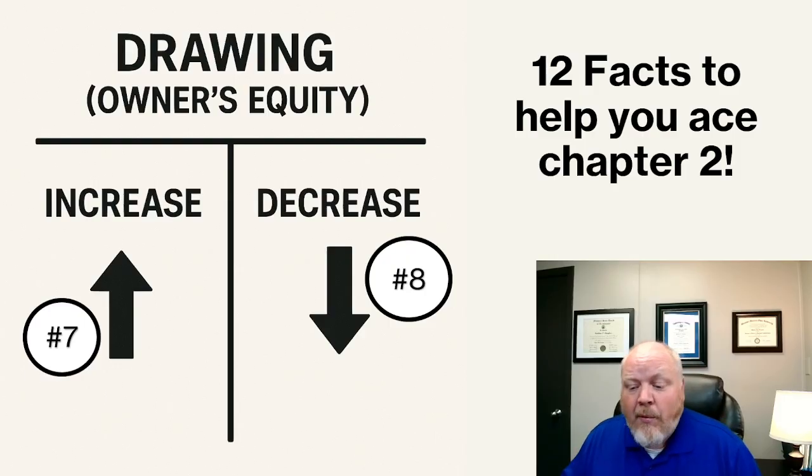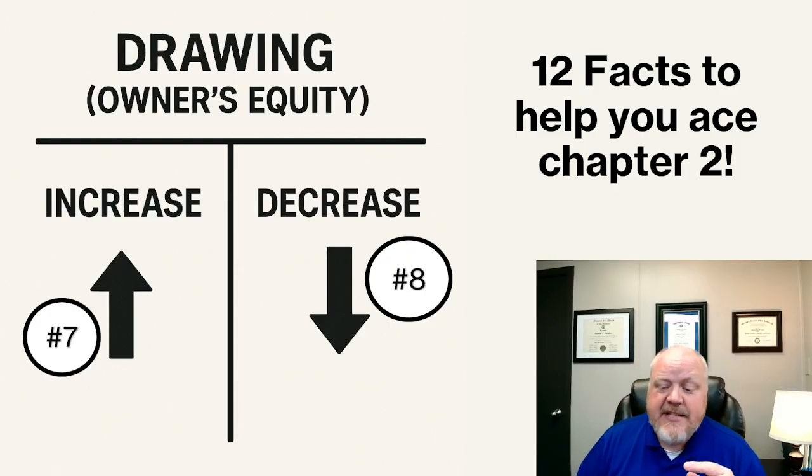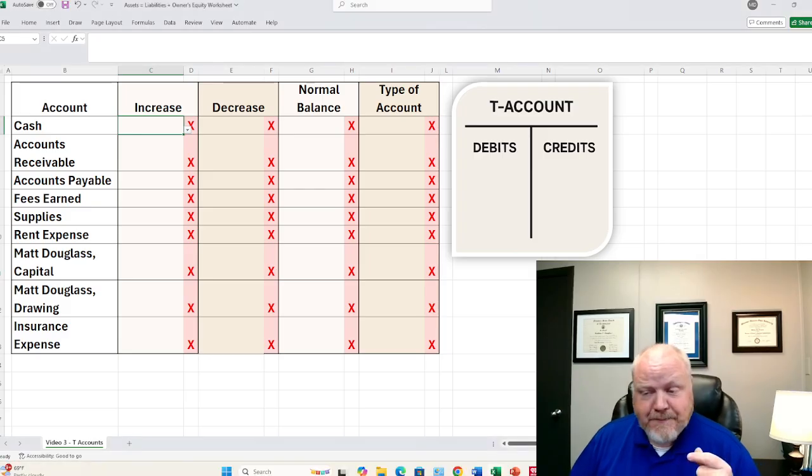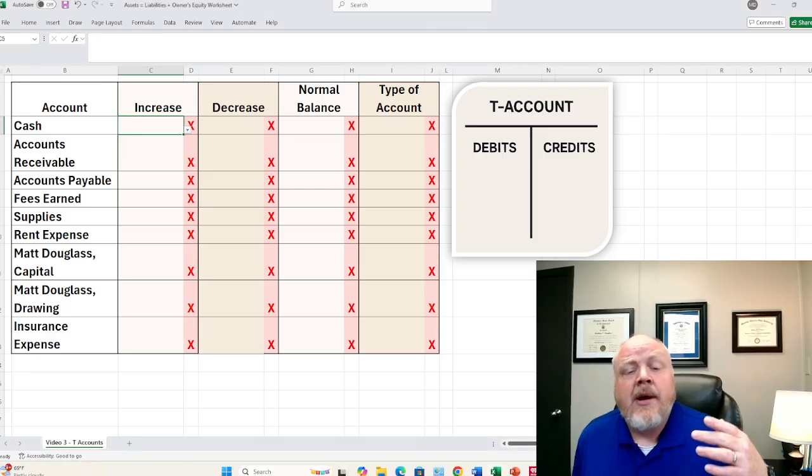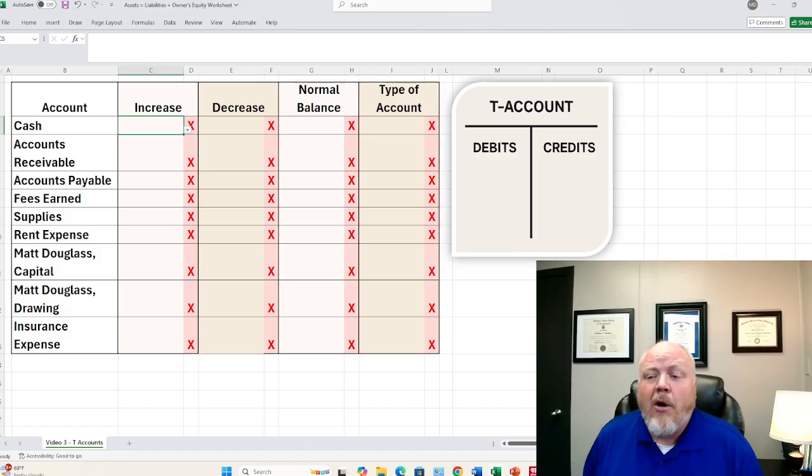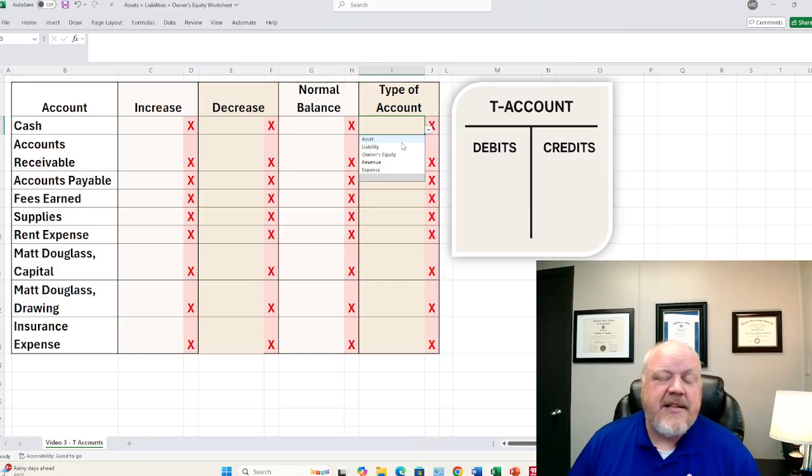So we're going to go through a problem that's very similar if your class is using Cengage. It's very similar to several Chapter 2 homework problems. It'll ask you which side increases, which side decreases, what's the normal balance, and what type of account is it. Let's start here with the cash account, and we're going to go type of account first. I'm going to put a link to a Google Sheet that you can go through and test this yourself, but a cash account, that is an asset.